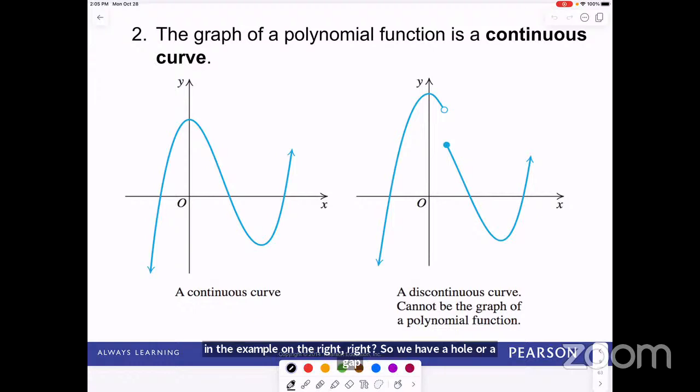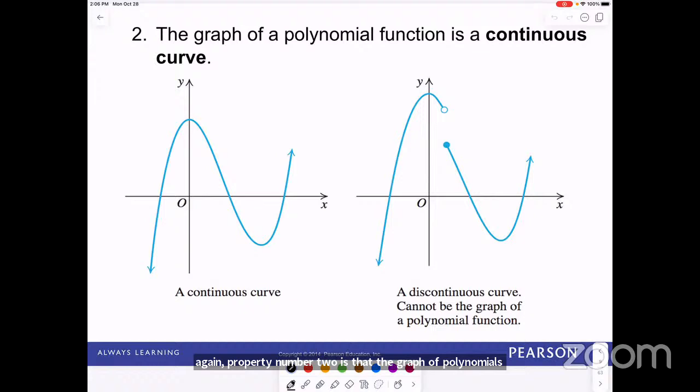So if we started on the left-hand side and we started trying to trace the graph to get to the right-hand side, we'd have to pick our pencil up and jump over that gap to continue on. So that's an example of something that cannot be the graph of a polynomial. So again, property number 2 is that the graph of polynomials are continuous, no holes or gaps or breaks.